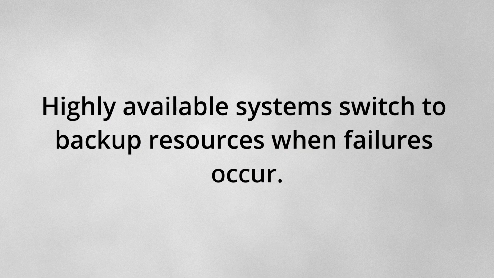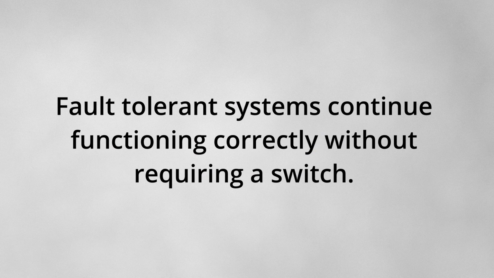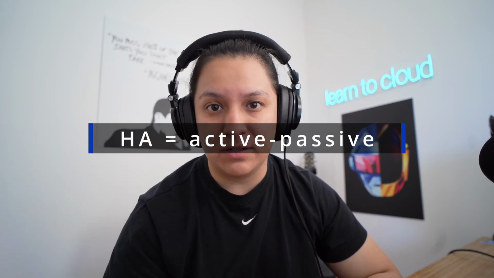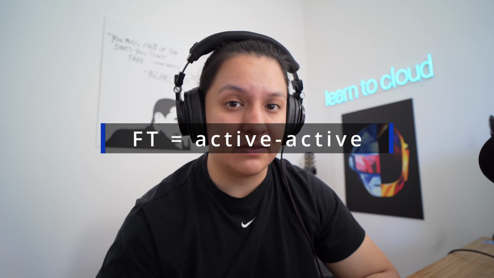Okay, so a one-line summary, so you can really sound like you know what you're talking about, would be: highly available systems switch to backup resources when failures occur. Fault-tolerant systems continue functioning without requiring a switch. Keep that in mind. And it makes sense. Like we saw in the diagram, you have an active-passive configuration when it comes to high availability, and when it comes to fault tolerance, you have an active configuration, right? Because there's no switch there.